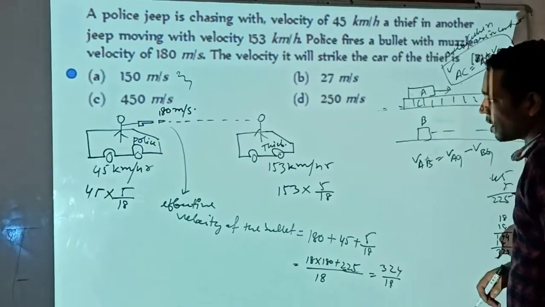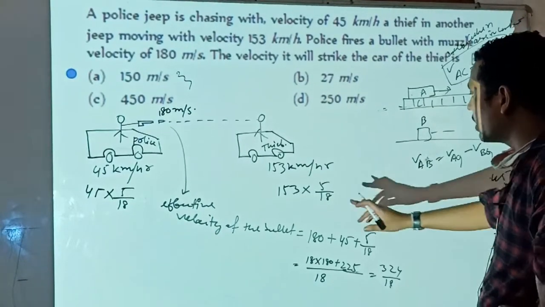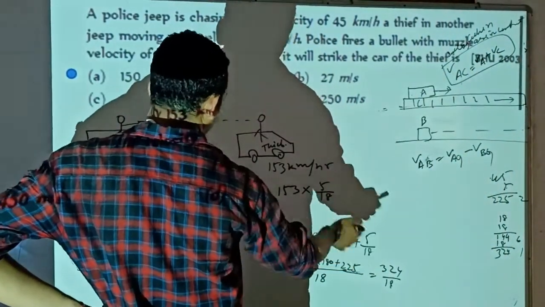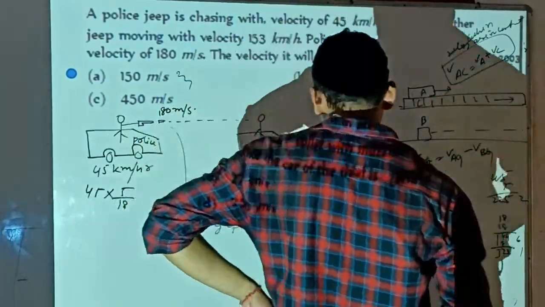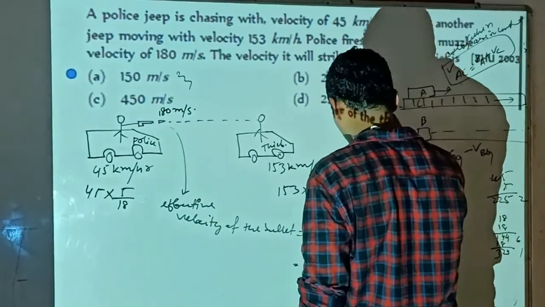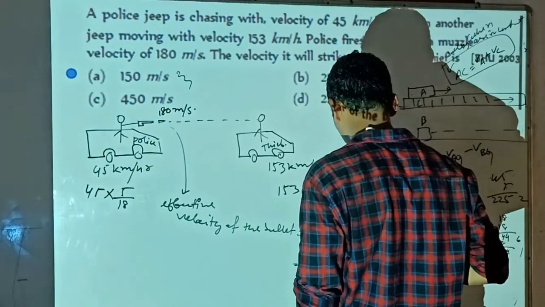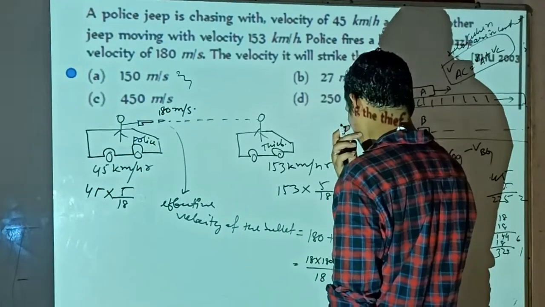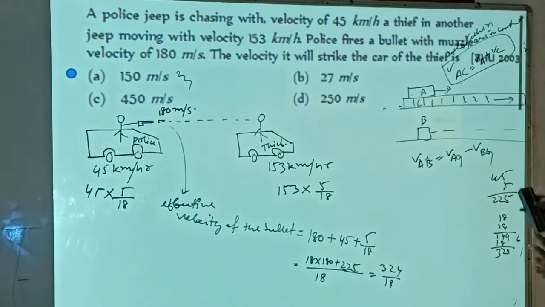Effective velocity তুমি বুলেটৰ পাই গলা। আৰু তোমাক কি লাগে? ৰিলেটিভ ভেলোচিটি, তুমি দুটা কম্পেয়াৰ কৰিবা। ইয়াৰ এফেক্টিভ ভেলোচিটি হৈ গল 324/18 মিটাৰ পাৰ সেকেন্ড, আৰু অলৰেডি ইয়াৰ ভেলোচিটি আছে 153 into 5/18। 18 এ ডিভাইড কৰিছো, আৰু minus কৰিছো, কিমান আহিছে?